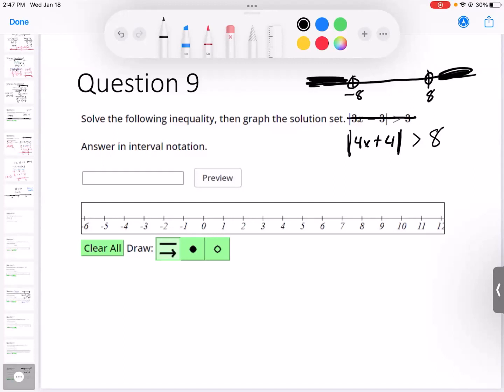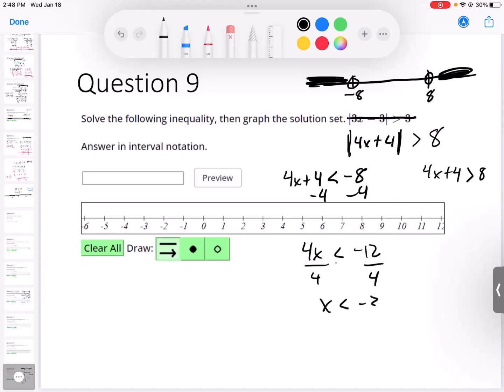And so this means we're going to write 2 inequalities because I have 2 sections of my number line. So I'll say 4x plus 4 can be less than -8, or 4x plus 4 can be greater than 8. So this inequality represents that part of the number line, saying that this stuff inside can either be less than -8, or for this part of the number line, it could be greater than 8. And then you subtract 4, which gives 4x is less than -12, divide by 4, you get x is less than -3.